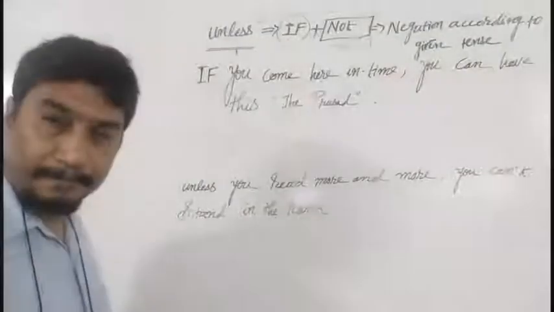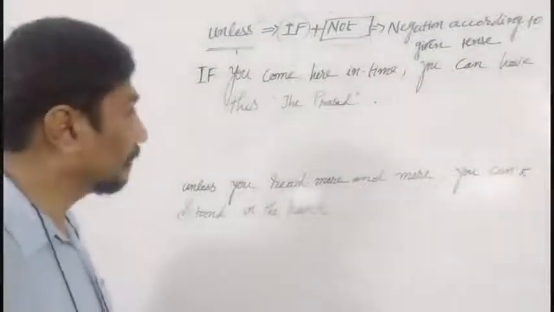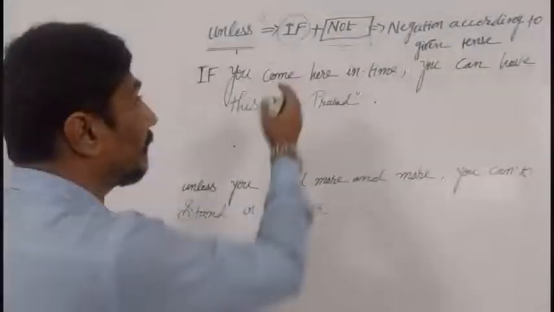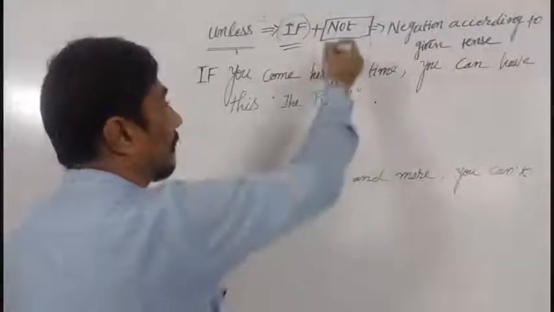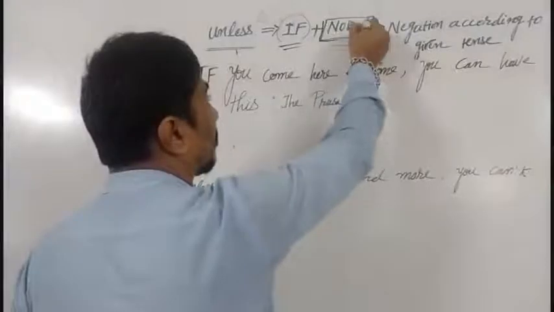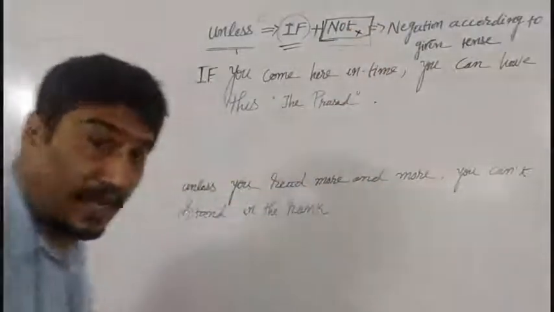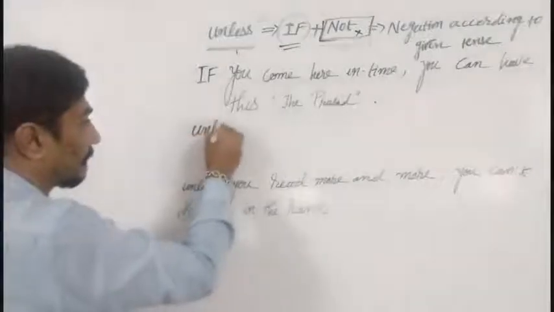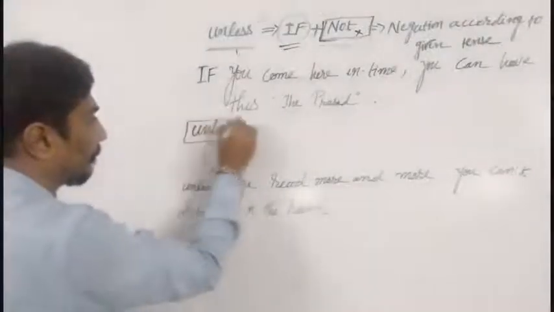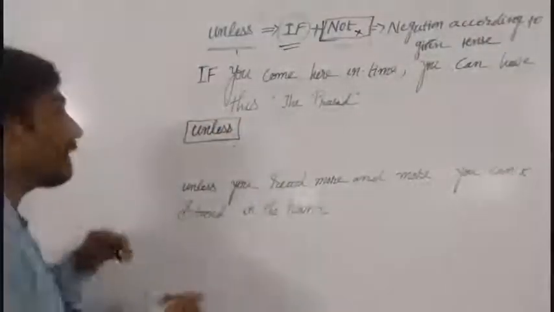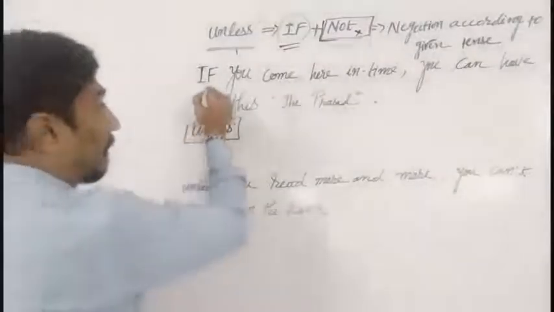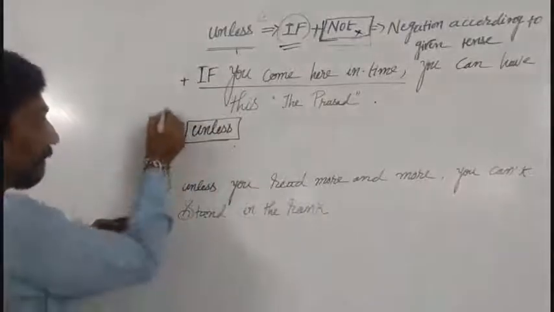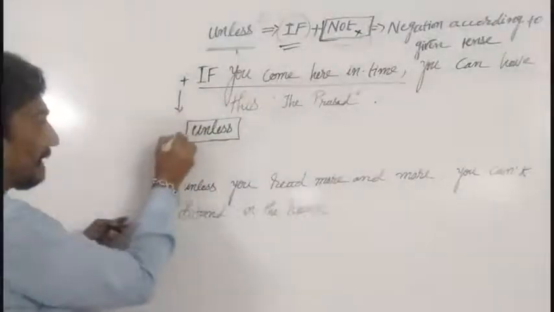Let's go ahead with another variety. What is here in this another variety? If is not given, and yet you have to use here, you have to write here unless. It means here the given sense is positive and you have made that sense negative.